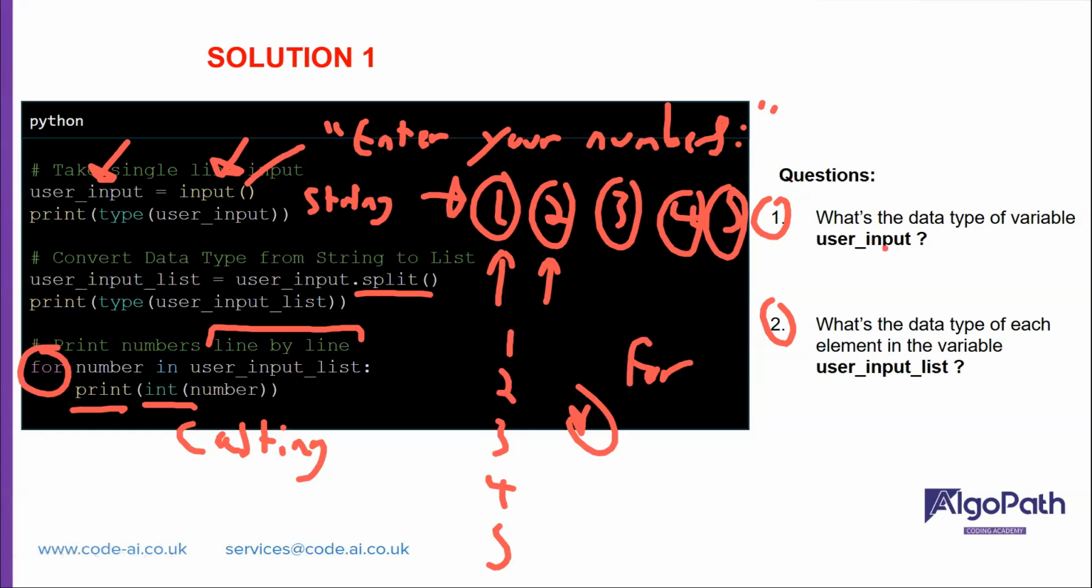So to answer these questions, what's the data type of variable user input? It's a string. What's the data type of each element? It's still a string. And that's why we need to cast it over here into integers.